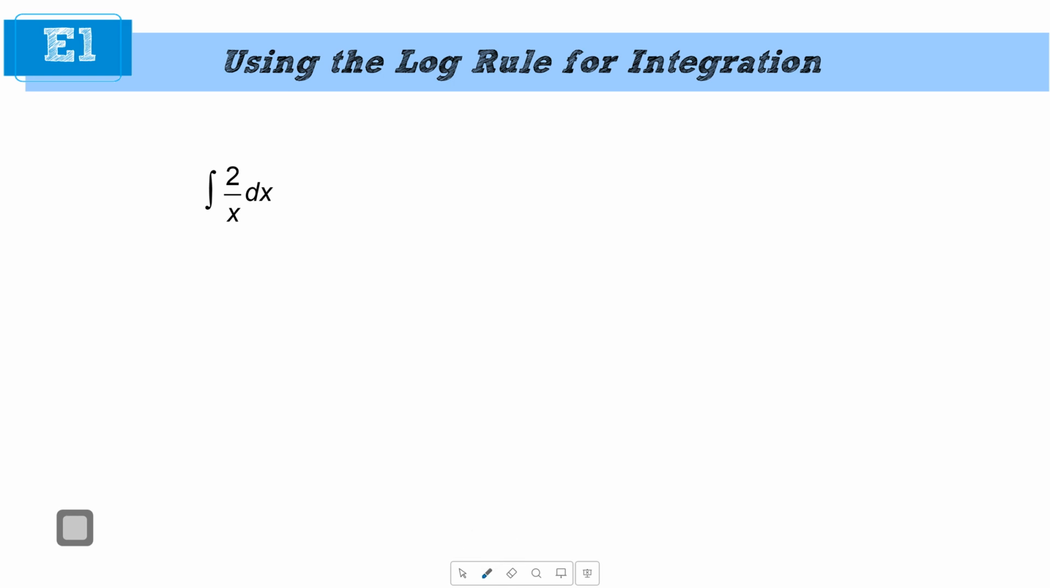Any problems? What'd you do first? Okay. I would have done the same thing. Put the constant out in front so we don't have to worry about it. What's the antiderivative of 1 over x? Natural log of the absolute value of x, plus c. Indefinite integral has to have a plus c on there. Done.